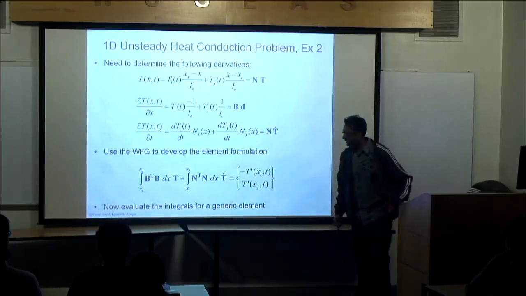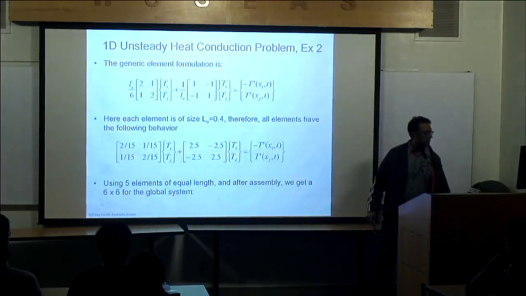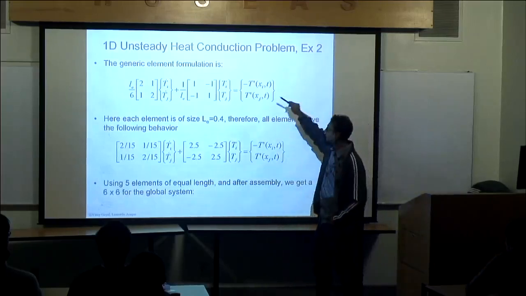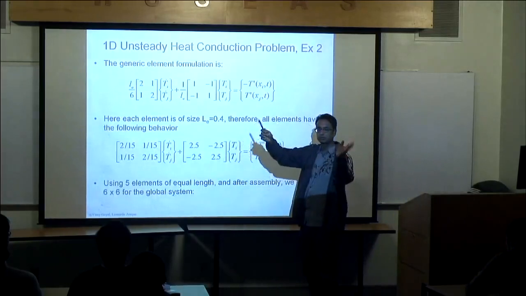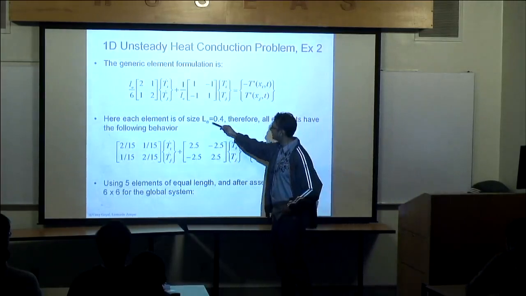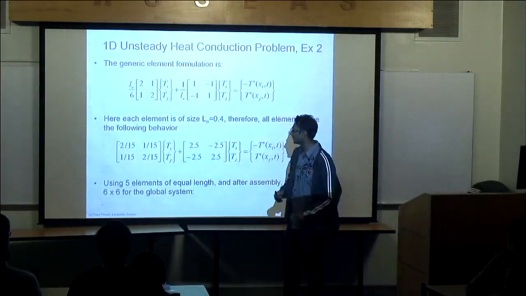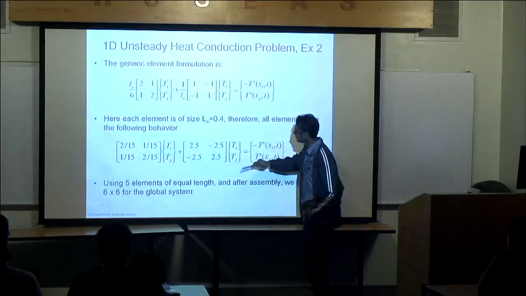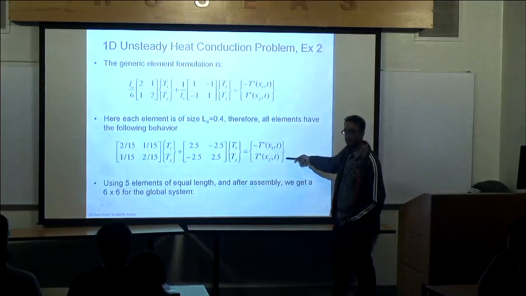Now we evaluate the integrals for a generic element. For a generic element, this is what I get. L over LE, since it's 5 elements, and it goes from -1 to 1, L over LE is 0.4. The element length is 0.4. I can evaluate these things, and I get that. So for a generic element, this is what I get.